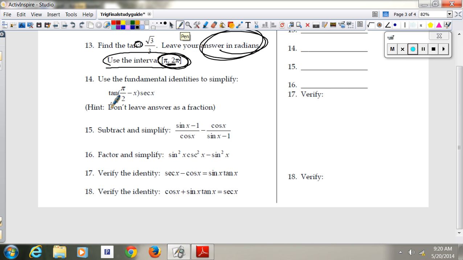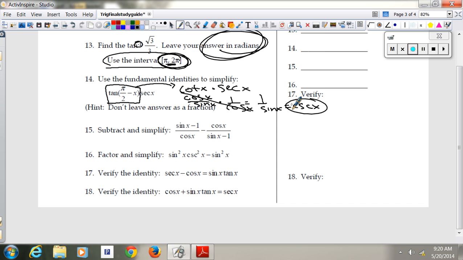Okay, so this right here on number 14, tangent of pi over 2 minus x simply means cotangent. Cotangent times secant. You're going to change cotangent to cosine over sine, and you're going to change secant to 1 over cosine. The cosines will then cancel. You'll be left with 1 over sine, which is cosecant. So your answer to 14 is simply cosecant x. It says don't leave it as a fraction, meaning don't leave it as 1 over sine. Change it to cosecant.